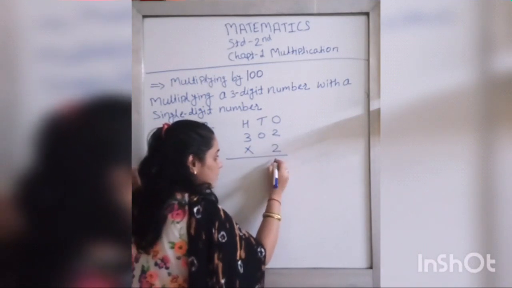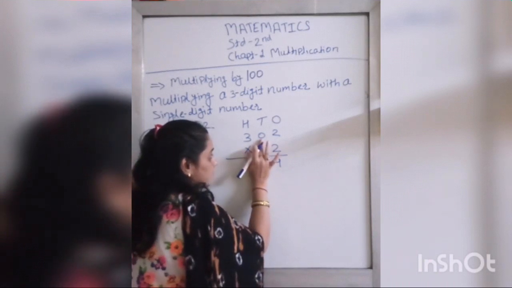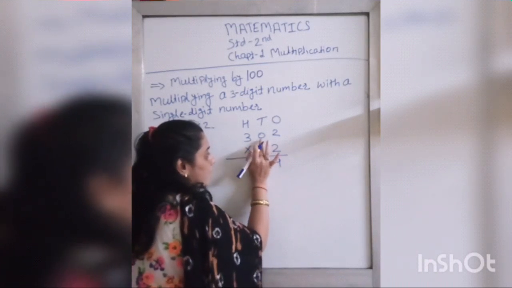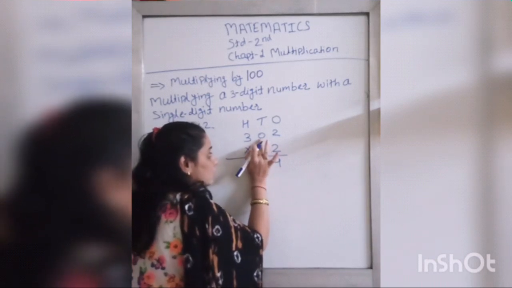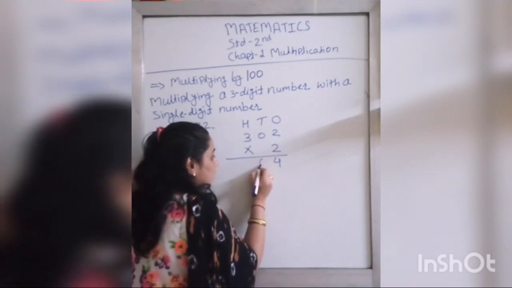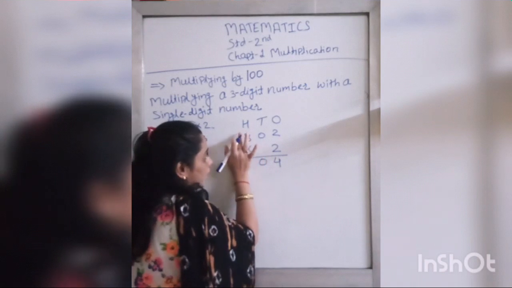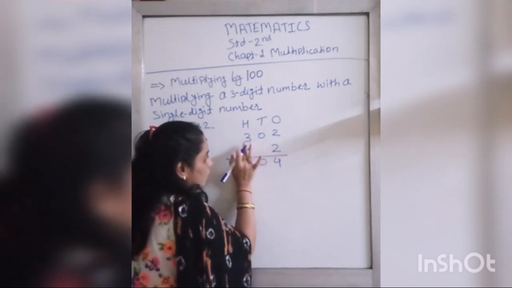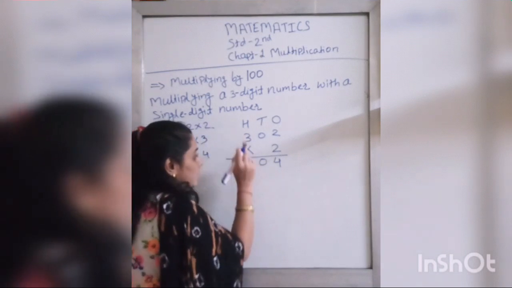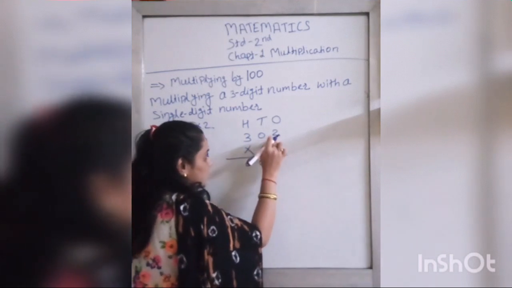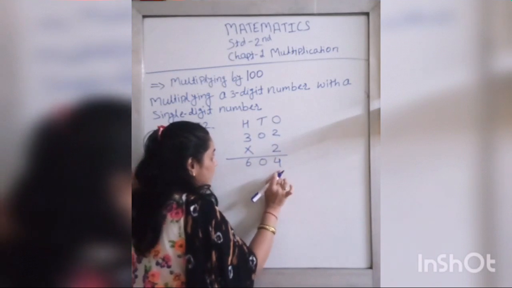2 2s are 4. Write on the ones place. Now the number on tens place is 0. So 2 multiply 0 is equal to, whenever we multiply any number by 0, we get answer 0 itself. Now the number on 100 place is 3. So 2 3s are 6. Write down this 6 on 100 place. So 302 multiply 2 is equal to 604.